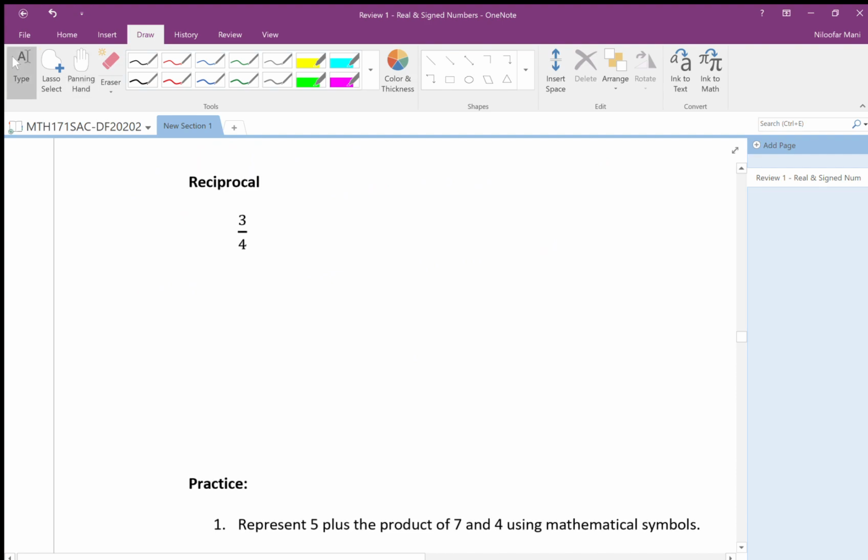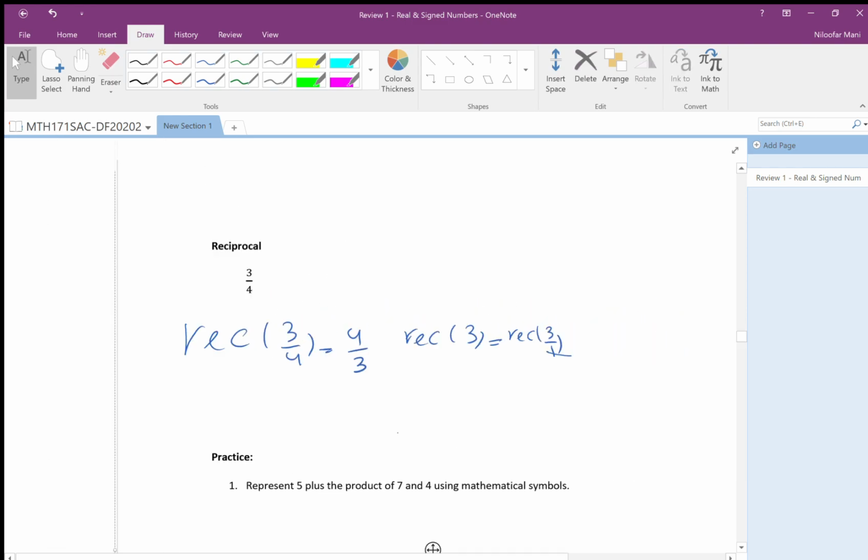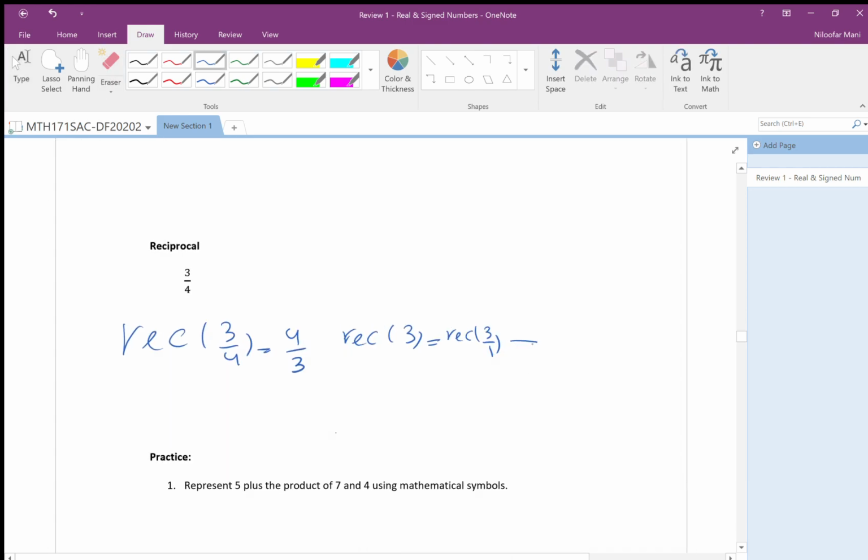Reciprocal. Reciprocal means you just flip it. Reciprocal of 3 over 4 is 4 over 3. So reciprocal of 3 is, you have to say, okay, it's 3 over 1. When I don't say, I have 1 in the denominator. So it is 1 over 3. Reciprocal of 1 over 3 is just 3 because you make it 3 over 1, which is 3. Reciprocal is when you flip them.